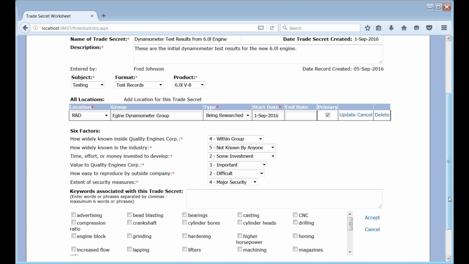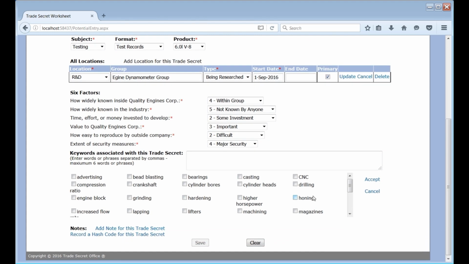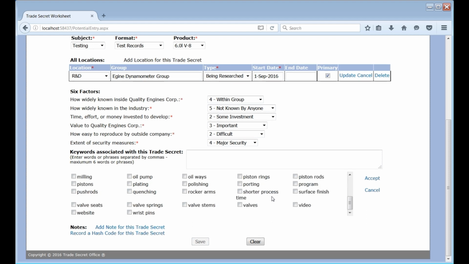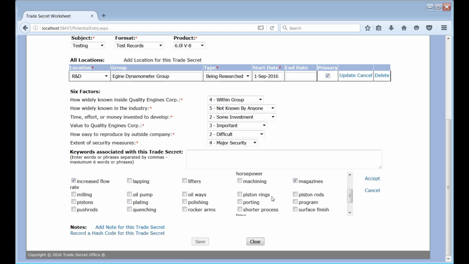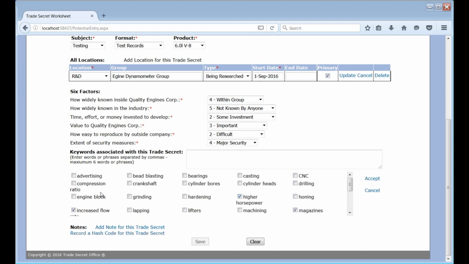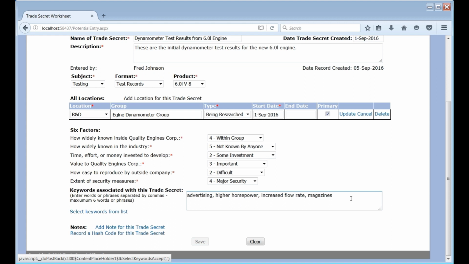And so we can look at these now. We'll slide this up a little bit. We can look at these now and see what these keywords are going to apply. Well, we're trying to get higher horsepower. We want to be able to brag about that. And we're doing that with some increased flow rate. Ultimately, we're probably going to put this in magazines for our ads and brag about our engine. And so the rest of these are pretty mechanical things and don't really apply to the testing. So I'll accept maybe advertising, because we're ultimately going to advertise our horsepower. So I'll accept those, and there's the ones I've selected.